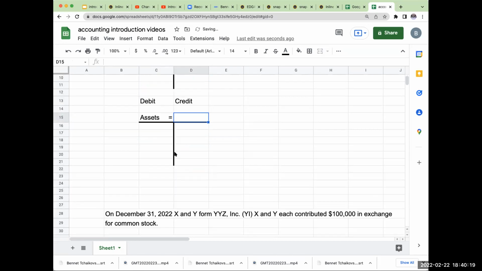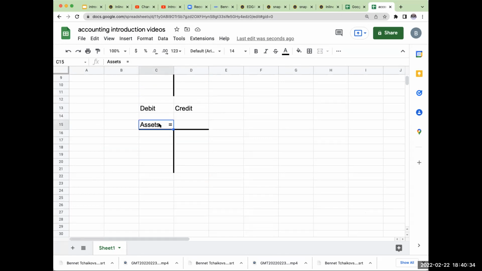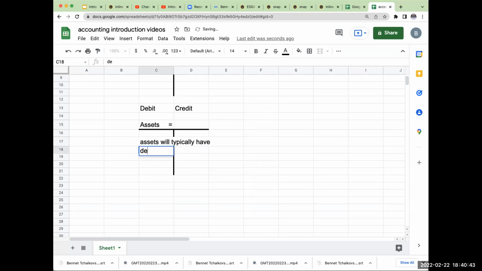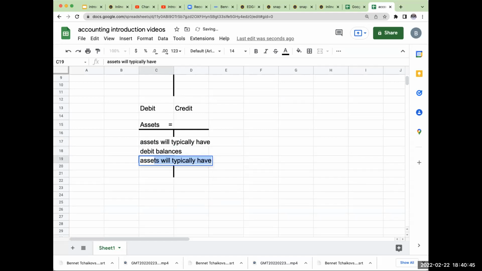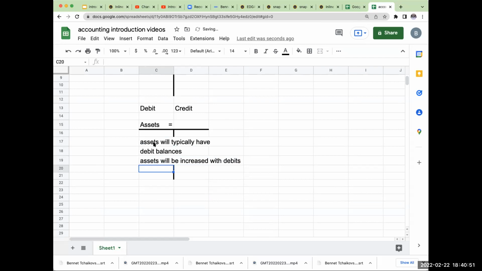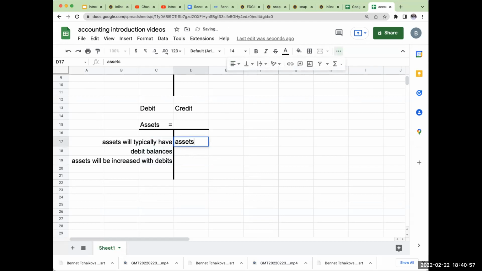Let's start by isolating our assets. Assets are on the left. So what does this mean? Assets will typically have debit balances. Assets will be increased with debits, and at the same time, assets will be decreased with credits. So if we're giving somebody cash and cash is an asset, our cash would be credited.